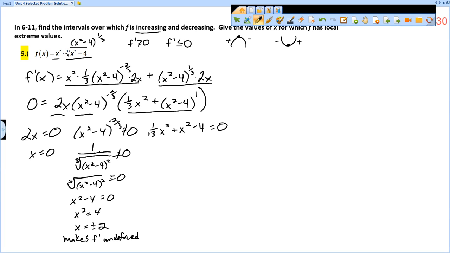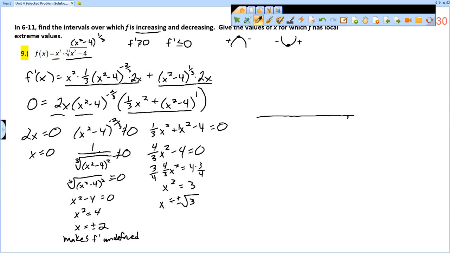All right. What about this? I have 1/3 x squared plus x squared. So that's like a 1 x squared, so 3/3. So 1/3 plus 3/3 is 4/3 x squared minus 4 equals 0. So add 4, and 4/3 x squared equals 4. Now I'm going to multiply by 3/4. So x squared equals, if I multiply by 3/4, I get just 3. So x equals plus or minus the square root of 3. All right, now we're going to put 0, plus or minus 2, and plus or minus root 3 on our number line.